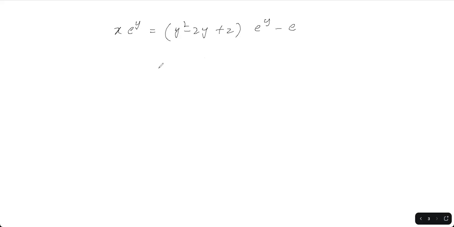Now in the question it was asked where the curve intersects the x-axis. When the curve intersects the x-axis, y will be 0. What you see is this: somewhere on the x-axis there will be a curve. So let us substitute y as 0.